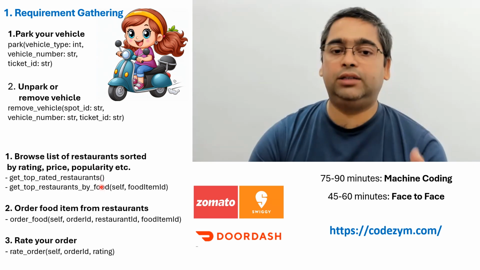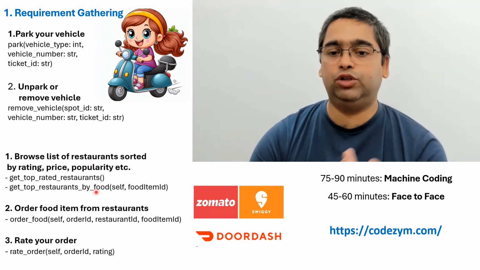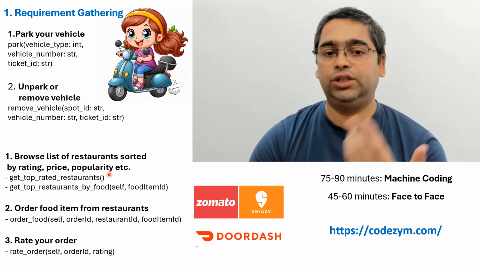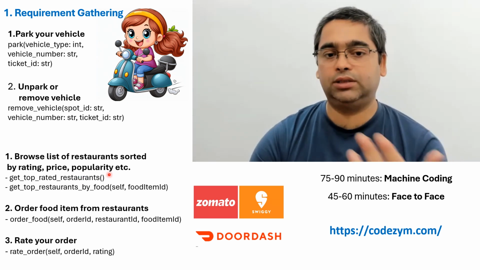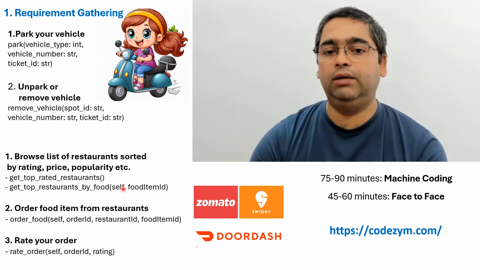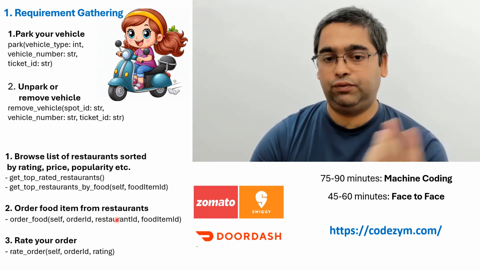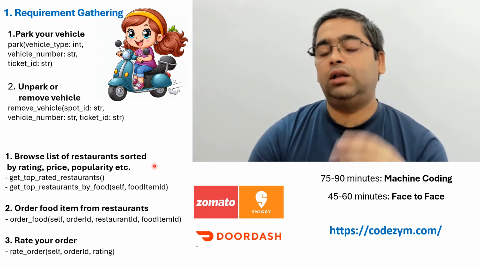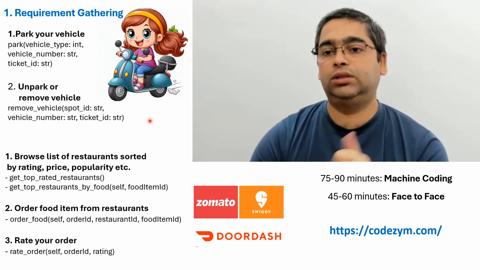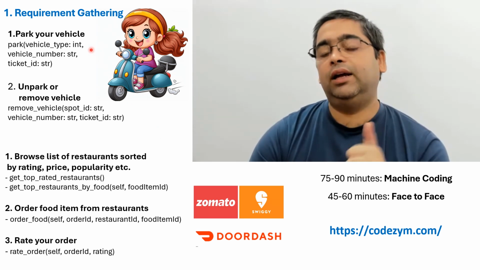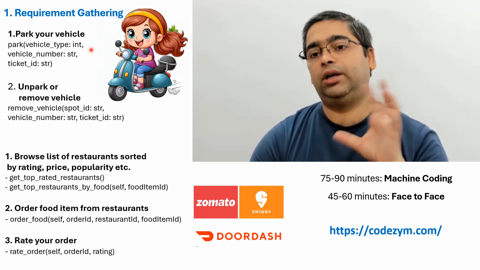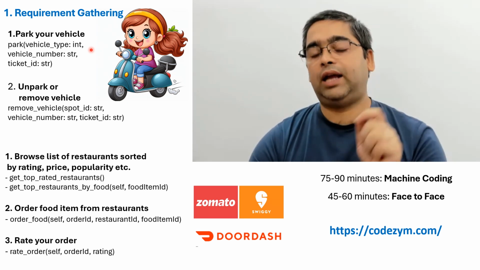The second example: let's suppose you are asked to design a food ordering system like Zomato or Swiggy. What you do in a food ordering system is browse a list of restaurants based on different parameters like rating, popularity, price. You order food items from restaurants, and you rate your orders. Now there are two things I want you to notice. First, I have only taken the important functionalities. I'm not concentrating on the other functionalities.